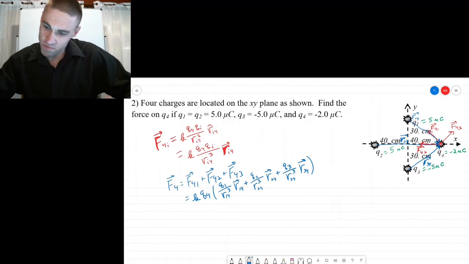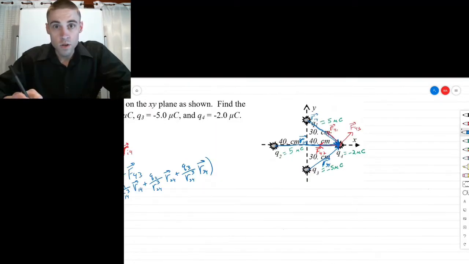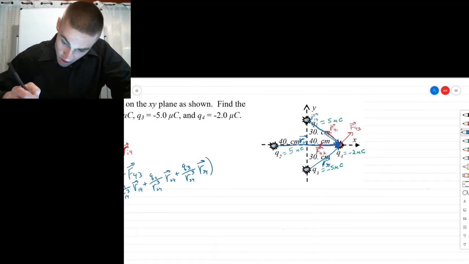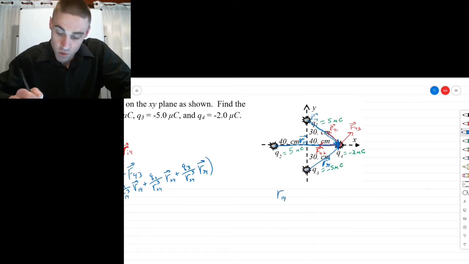Let's just write down each one of these vectors first. It's a good way to start. Okay, so let's get each one of these displacement vectors, and since I not only hate trigonometry, I don't really like non-SI units either. I'm going to write them all down in meters rather than centimeters.